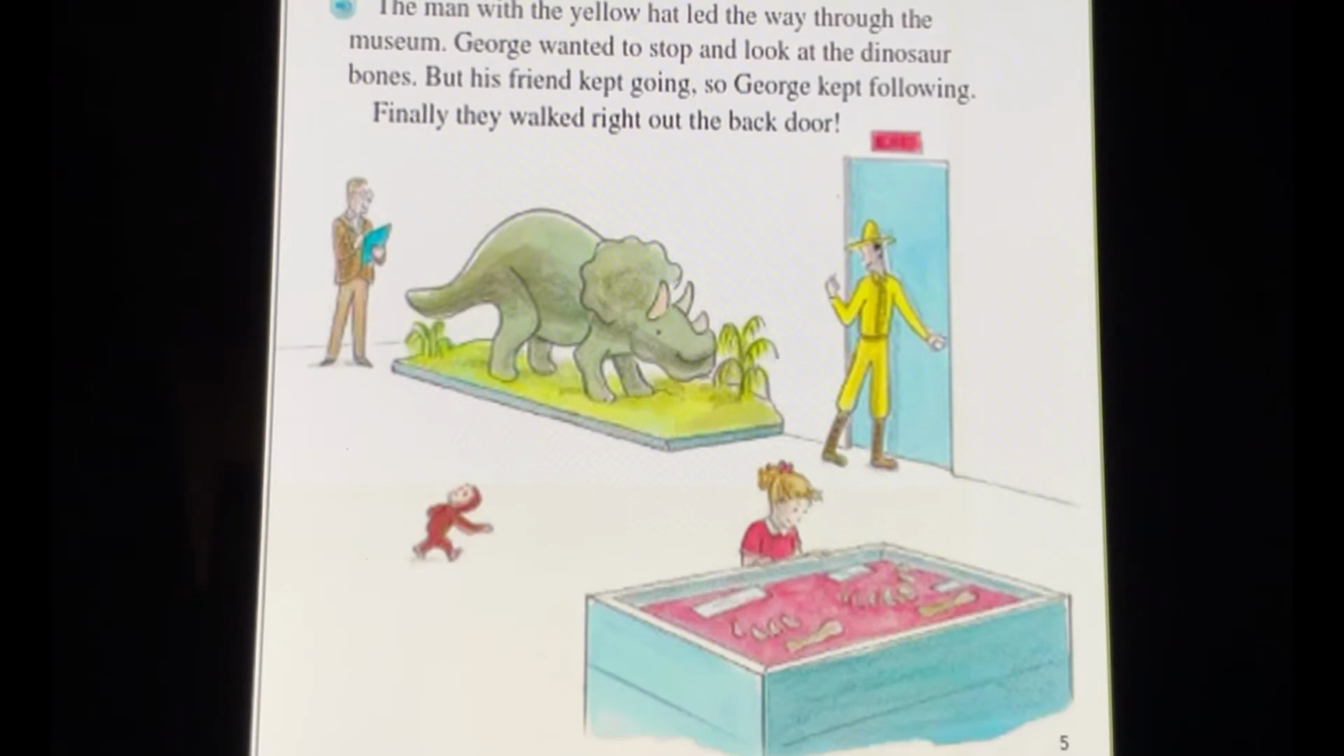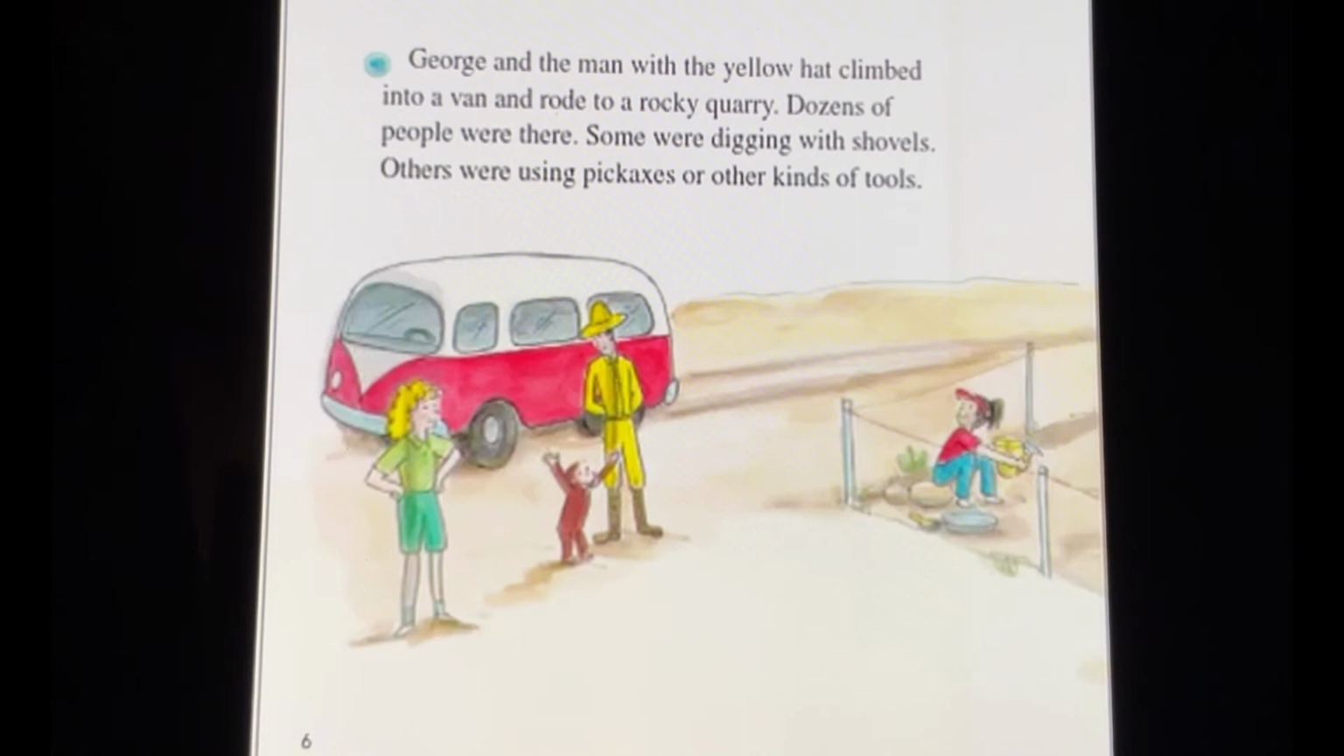Dinosaur bones, but his friend kept going, so George kept following. Finally, they walked right out the back door. George and the man with the yellow hat climbed into a van and rode to a place where dozens of people were. Some were digging with shovels, others carrying pickaxes or other kinds of tools.